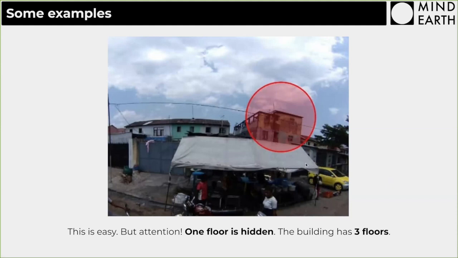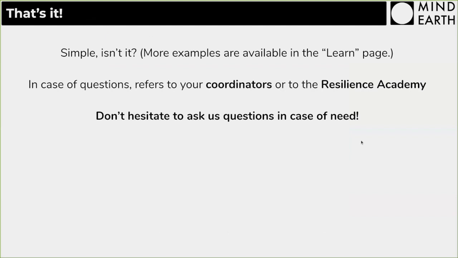Why does it have three floors? We can clearly see that there is a wall in front of the building, and this wall is covering a part of the building that is surely one floor high. So there is one floor hidden, one floor visible, three floors in total. So that's it. As simple as that.